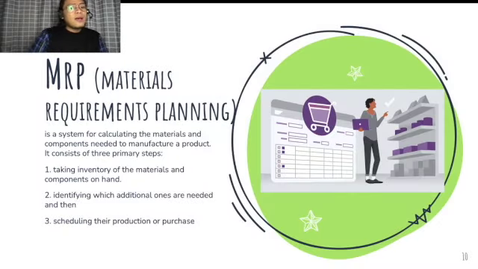MRP is materials requirements planning. It is a system for calculating the materials and components needed to manufacture a product. It consists of three primary steps: taking inventory of the materials and components on hand, identifying which additional ones are needed, and then scheduling their production or purchase. MRP is done primarily through specialized software. It helps ensure that the right inventory is available for the production process exactly when it is needed and at the lowest possible cost. As such, MRP improves the efficiency, flexibility, and profitability of manufacturing operations.